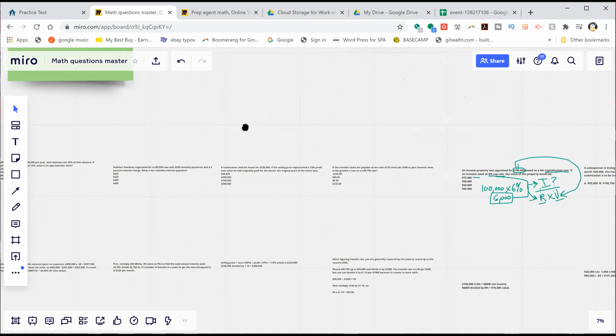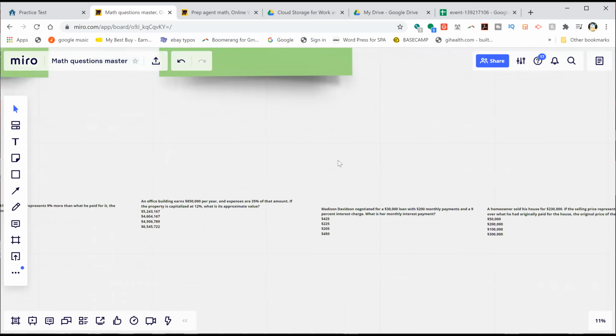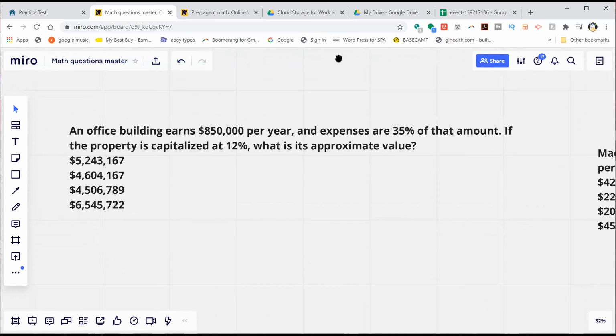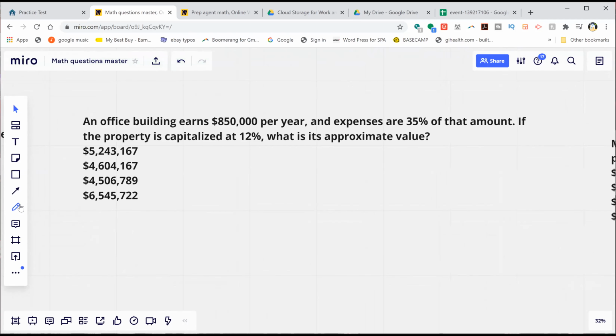So guys, let's take a look at this one, okay? This is another cap rate problem, and this one's a little more straightforward, but it's going to teach you another concept. So let's do another cap rate problem just to make it a little easier for you guys. So again, we see that this one doesn't say the word cap rate, okay?